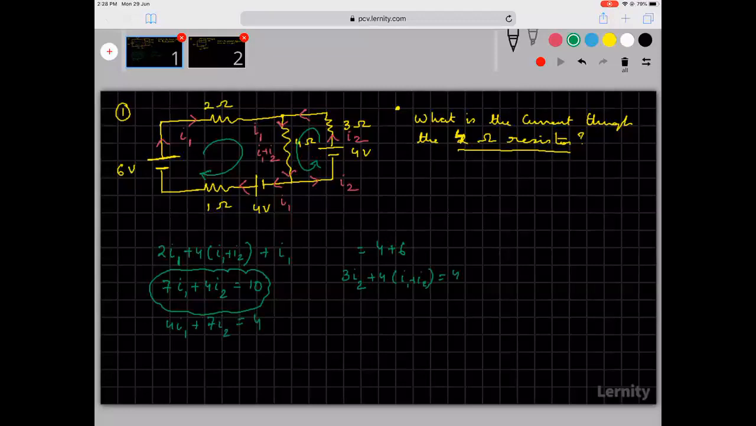Now pretty simple. I have to find I1 plus I2, so I just simply add them. If I add them, I'll get 11 times (I1 plus I2) is equal to 14. The question is, what is the current through the 4 ohm resistor? The current through the 4 ohm resistor is I1 plus I2. So I'll quickly get it as 14 divided by 11. This is how you work with it.